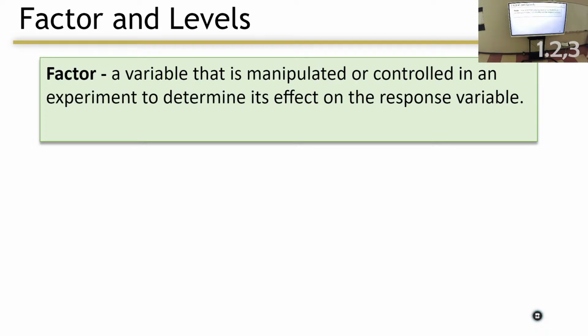What are the factors? What is the factor? There may only be one factor, or what are the factors? Okay, we gotta know all these definitions. Factor. It's the variable that's manipulated or controlled.